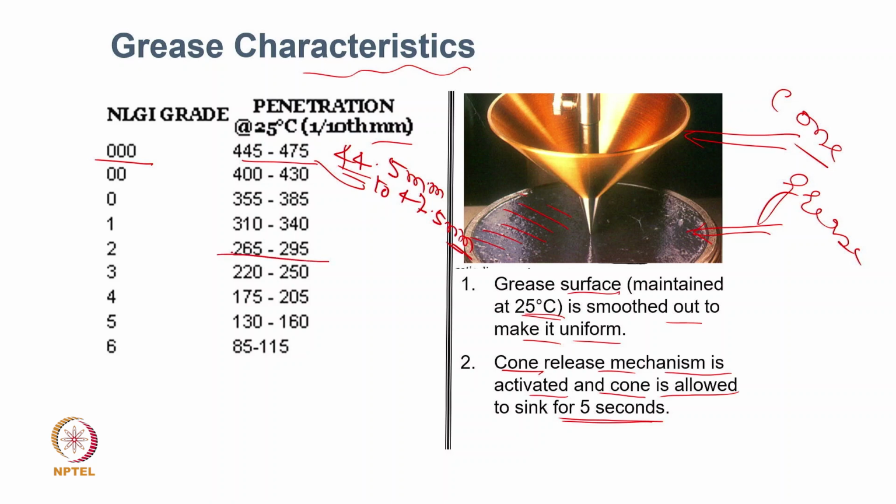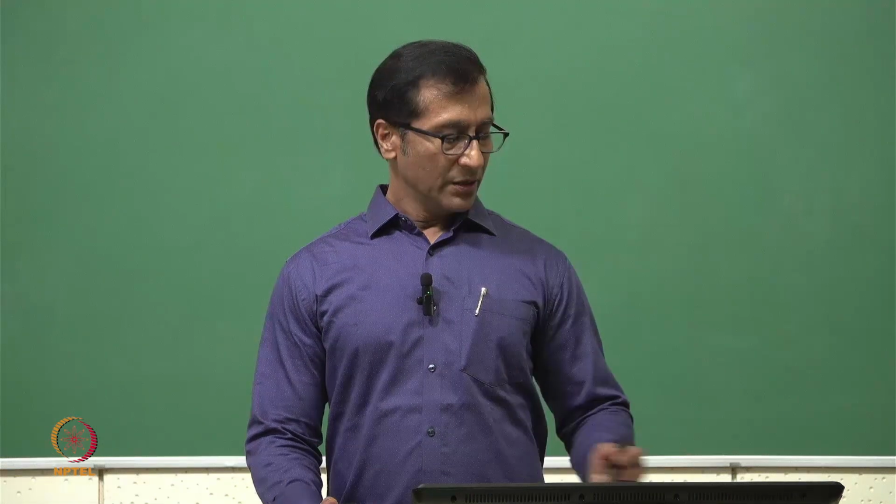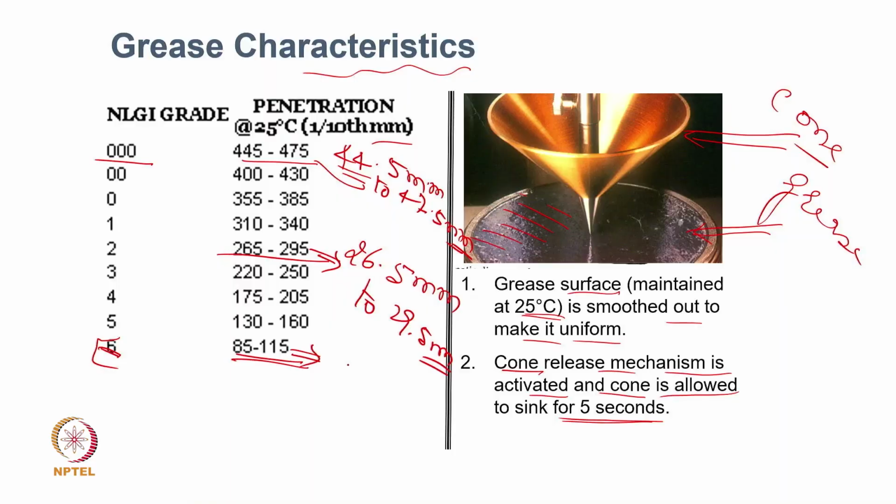Now if it is NLGI 2, in this situation, after 5 seconds, the depth of penetration will vary from 26.5 mm to 29.5 mm. So that is possible. And the extreme is a very strong or very solid grease, which these days nobody makes. Earlier people used to make it for railway trains, but now they are not making it because it is not of much use. This is 8.5 mm to 11.5 mm. Earlier this grease was used for the sliding bearings used in railways.